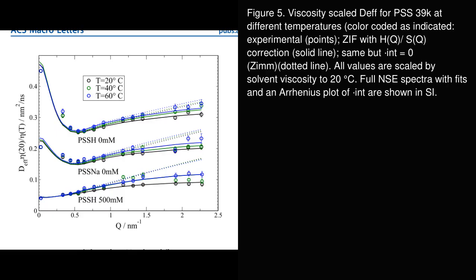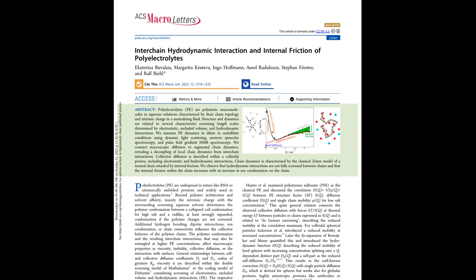Overall, this figure confirms the distinct temperature dependencies of hydrodynamic and internal friction contributions to polyelectrolyte dynamics, highlighting the need to consider both for accurate modeling and understanding of polymer solution behavior under varying conditions. In summary, this work provides a comprehensive experimental and theoretical analysis of polyelectrolyte chain dynamics in aqueous solution across a range of salt concentrations and polymer charge states.